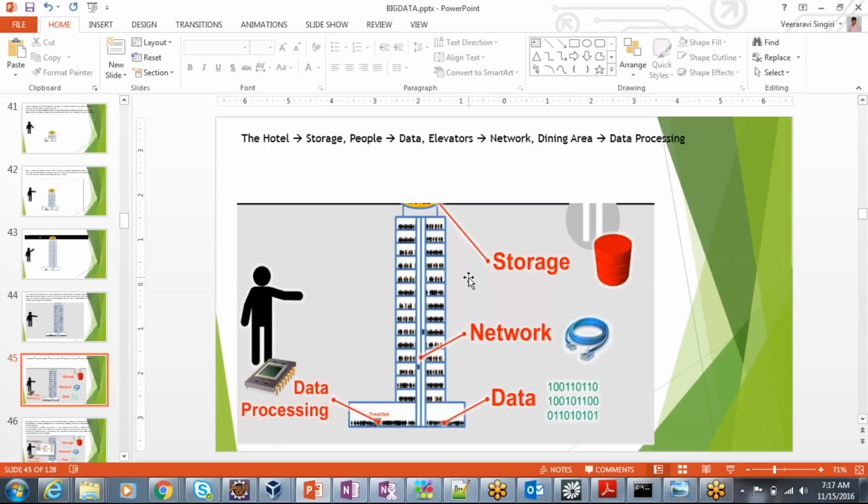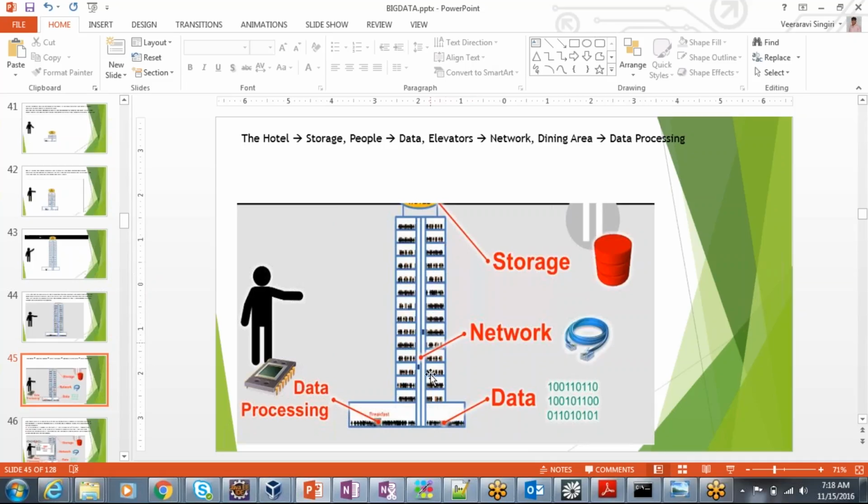Your hotel is storage, and your elevators are the network. The people are data, and your breakfast area is nothing but data processing. This is how the real time looks.